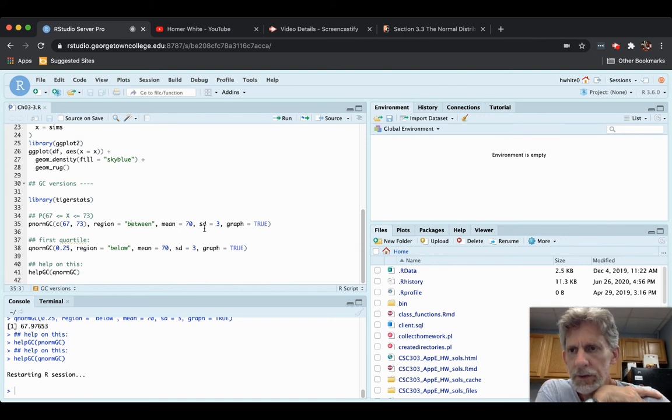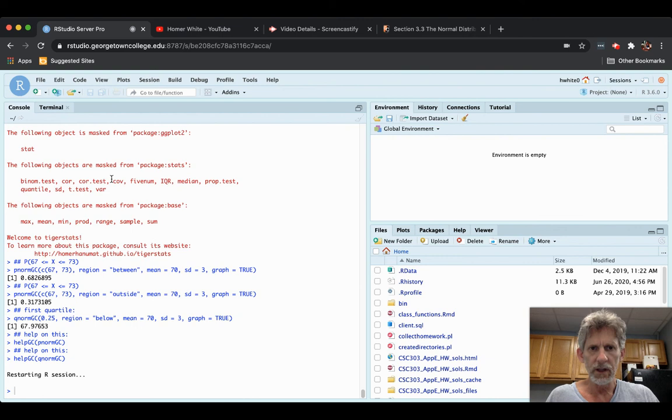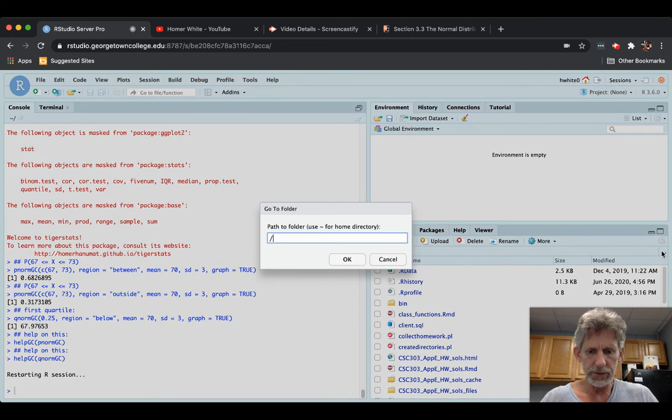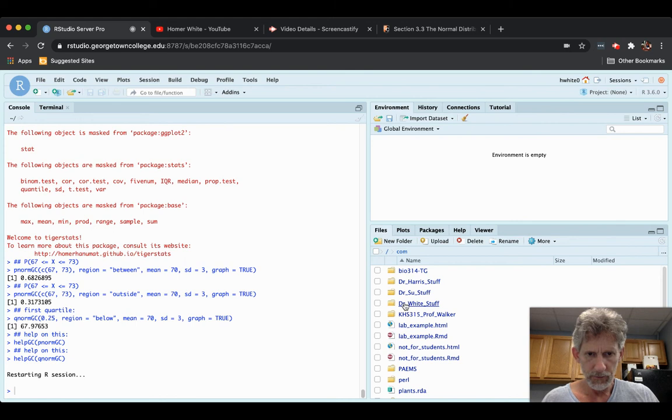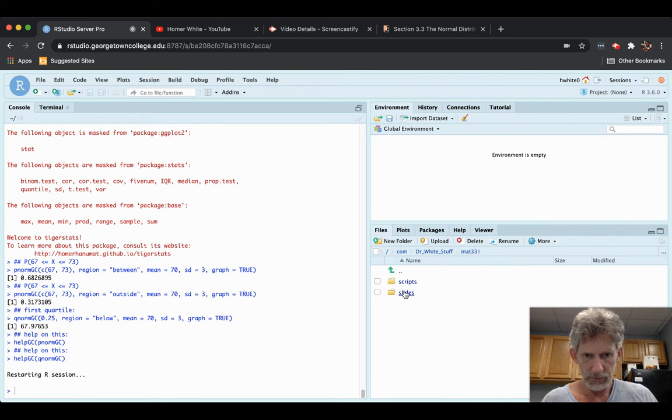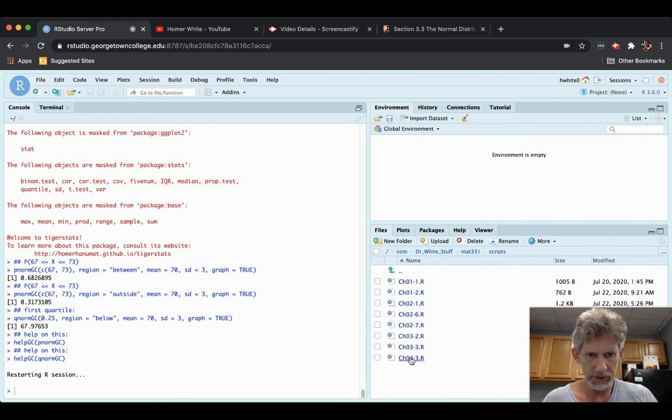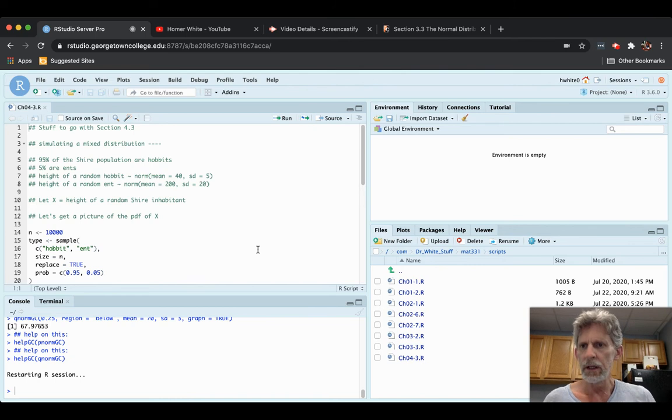So here we are in RStudio, and I've got an old R script here that I can just close out of. Got a nice empty global environment. I've noticed I've restarted my R session recently, so that's good. Start back at square zero. Let me go to the common folder and pick out an R script, section 4.3.